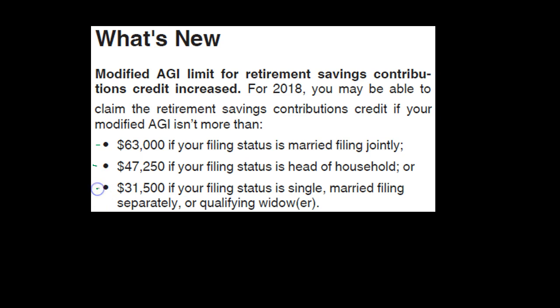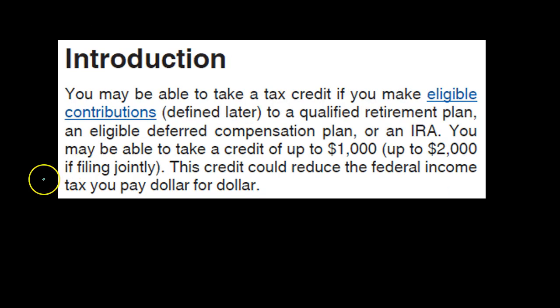So notice there is a distinction between head of household, which has a slightly higher limit, and the single filing status. And then, of course, as would be expected, the married filing status has a higher AGI limitation.